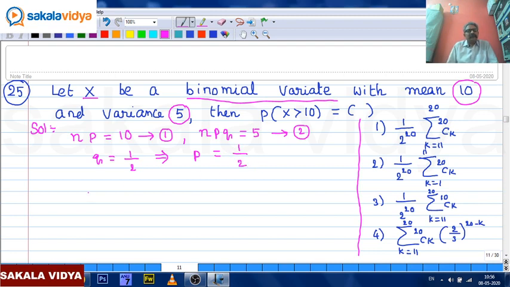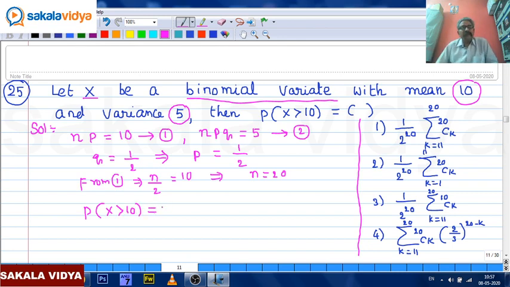So now from 1, P is equal to 1 by 2, that means n by 2 is equal to 10, that implies n is equal to 20. Now, we need to find out P of x greater than 10. Now, 11 to 20 you need to find out. That means P of x is equal to 11 plus P of x is equal to 12 and so on, up to P of x is equal to 20. Instead of that we can write sigma, k equal 11 to 20, with the formula NCR q to the power of n minus r and p to the power of r.